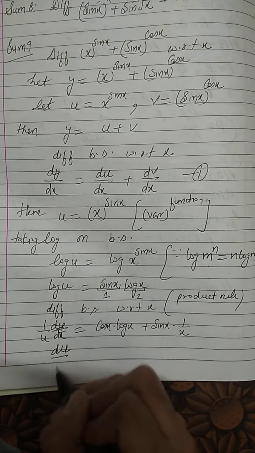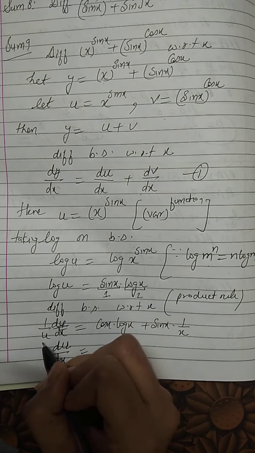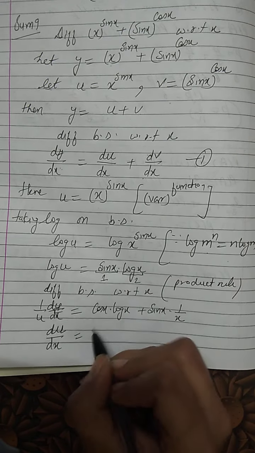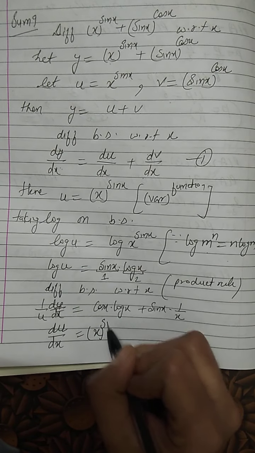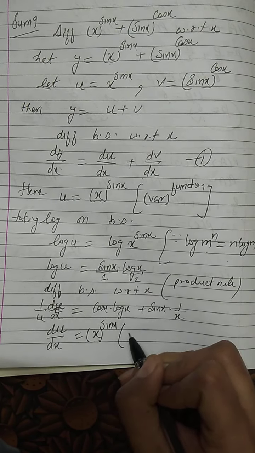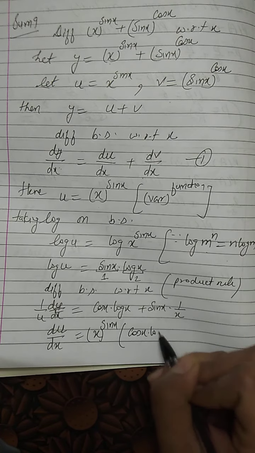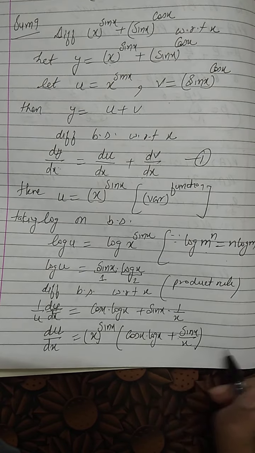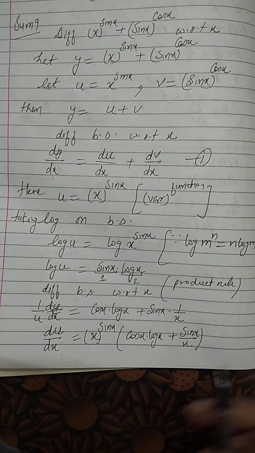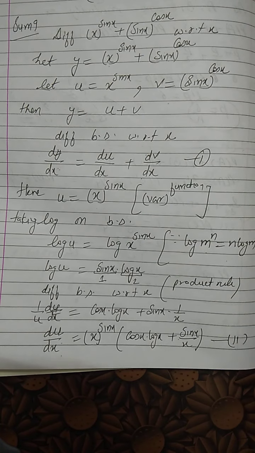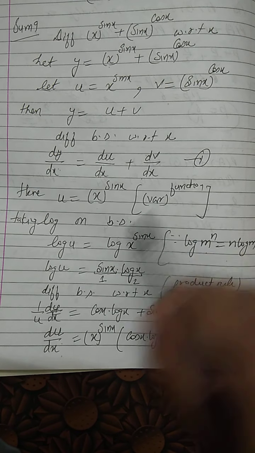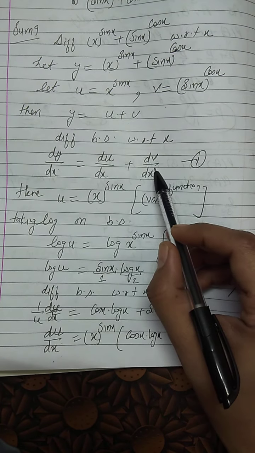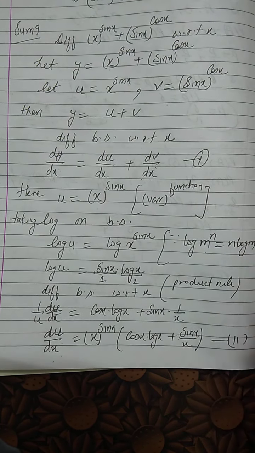So for the value of du by dx, this u from the left hand side will go to the right hand side. And what is u? u is x raised to power sine x. So x power sine x, in brackets we will have cos x log x plus sine x upon x. So the du by dx value is calculated. We will mark it as 2, as this equation we have marked 1. Now du by dx is calculated. Next, v we know, we will calculate dv by dx. So let us start with that.